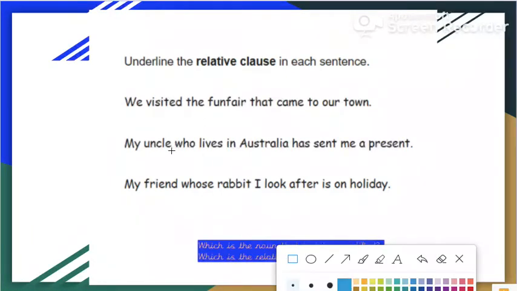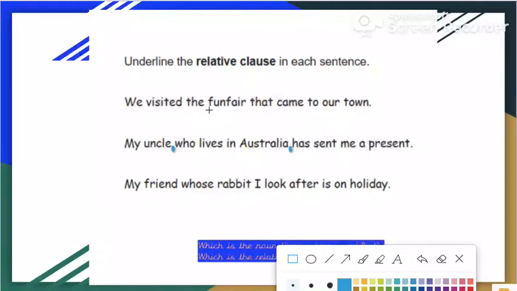So hopefully you've thought about the punctuation. So my uncle, I'm going to put a comma here, who lives in Australia, comma, has sent me a present. Okay, so that's my relative clause. This is also my embedded clause because this time it's embedded in the sentence. So it's my starter. Okay, it goes in the middle of my main course.